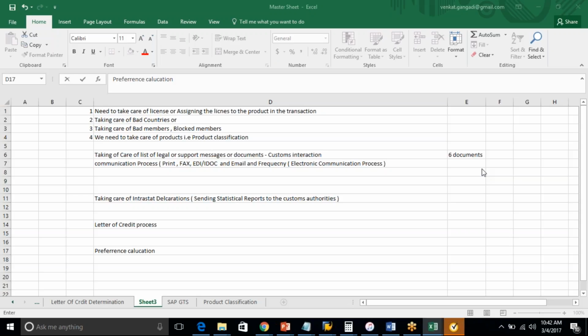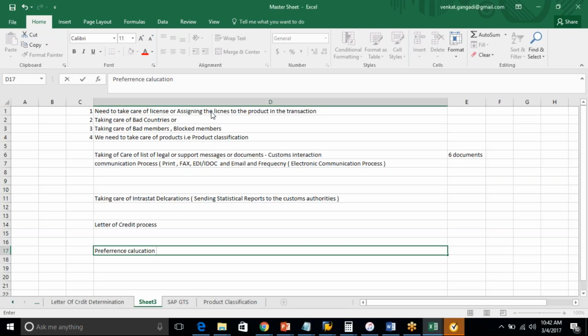So what is the first requirement? Taking care of the license. That means we need to assign licenses to the product in the transaction. When you are exporting or importing, the requirement is that you need to assign a proper, valid license to the product in the transaction.